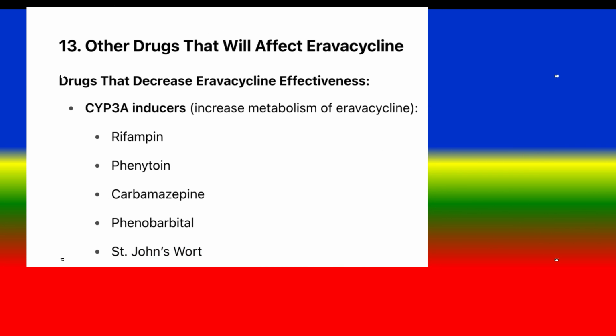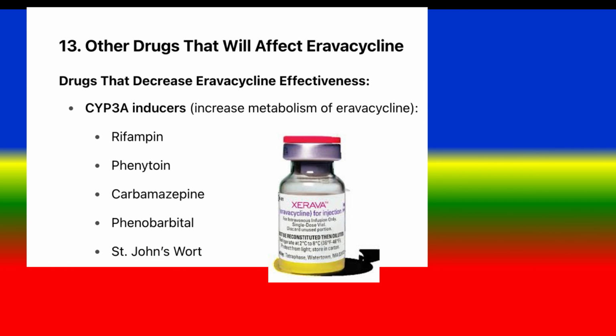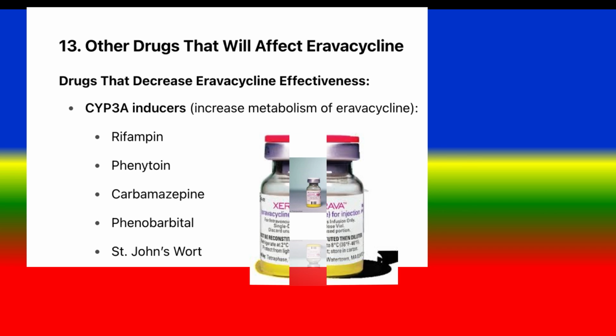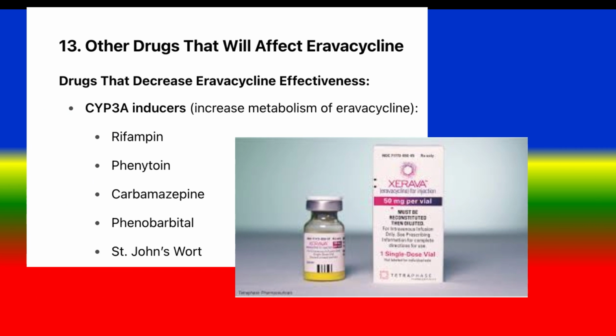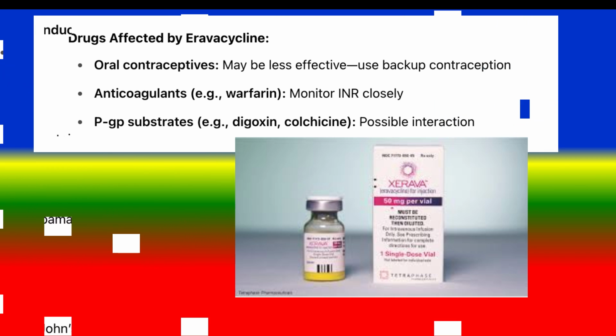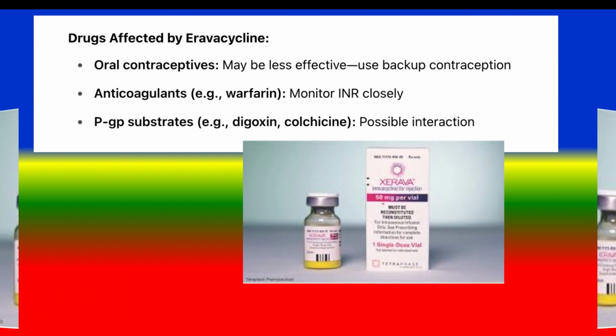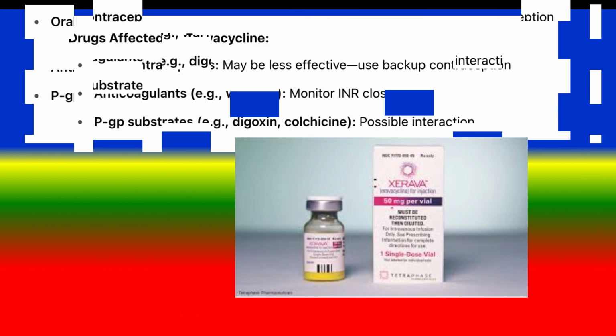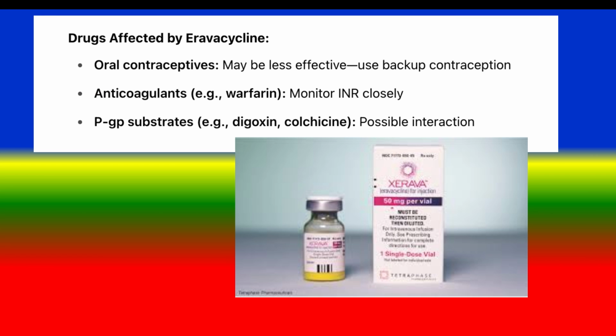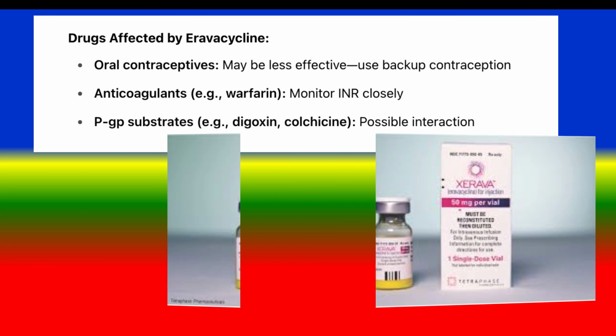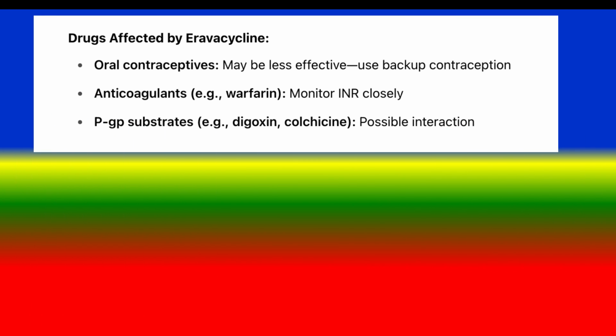13. Other drugs that will affect Eravacycline. Drugs that decrease Eravacycline effectiveness: CYP3A inducers, which increase metabolism of Eravacycline, such as rifampin, phenytoin, carbamazepine, phenobarbital, St. John's wort. Drugs affected by Eravacycline: oral contraceptives may be less effective, use backup contraception. Anticoagulants, e.g. warfarin, monitor INR closely. P-gp substrates, e.g. digoxin, colchicine, possible interaction.